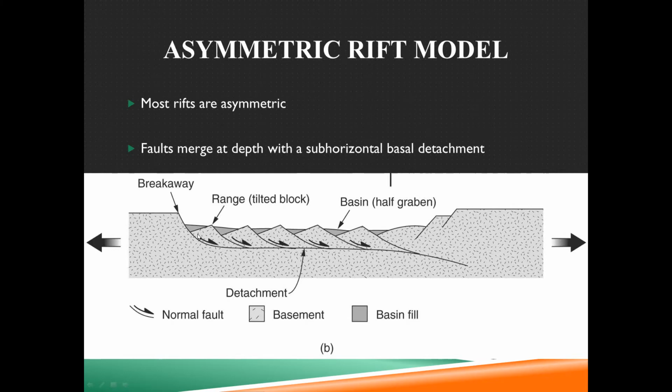And instead of horsts, we have these ranges that are just tilted blocks. In the classic symmetric system, the horsts are the ranges. In this case, they're not horsts, they're just the corners of each of the fault blocks.